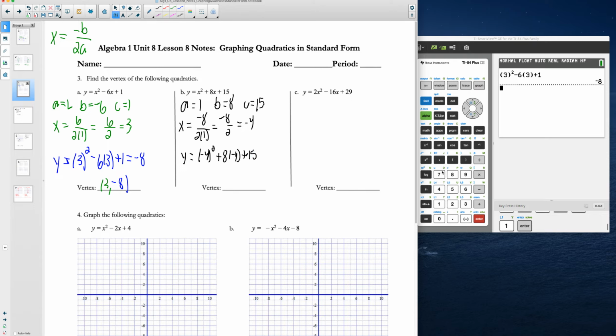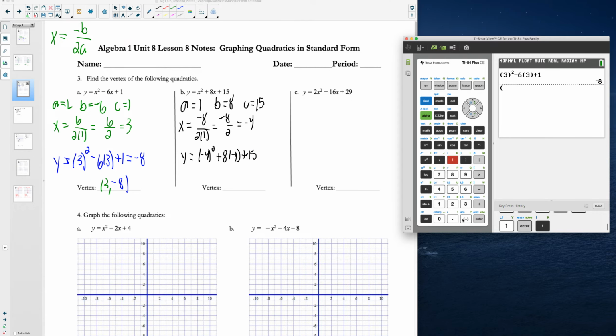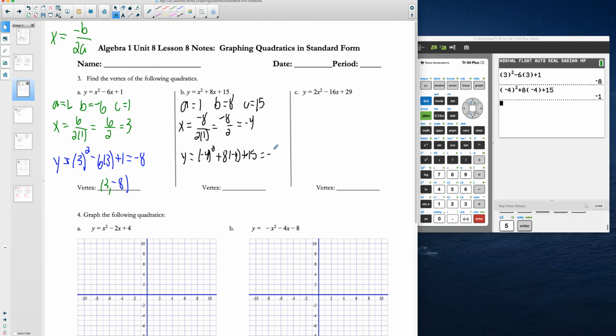Then I'm going to come right over here, and once again, when you're typing in your calculator, type it just like you write it, and then we can get to that answer very quickly. So plus 15. And there it is, it's negative 1. So our vertex for this particular problem, remember we do want to make sure we write it in the correct order, is x coordinate negative 4, and then the y coordinate is negative 1.